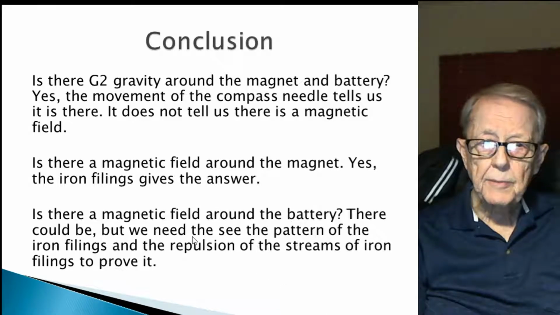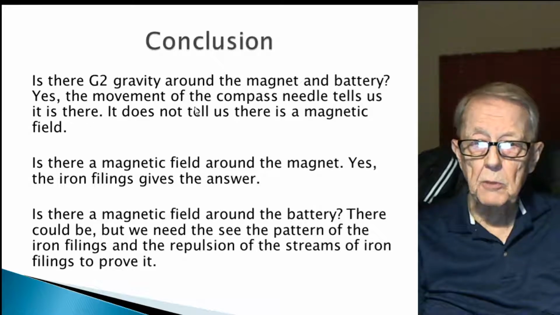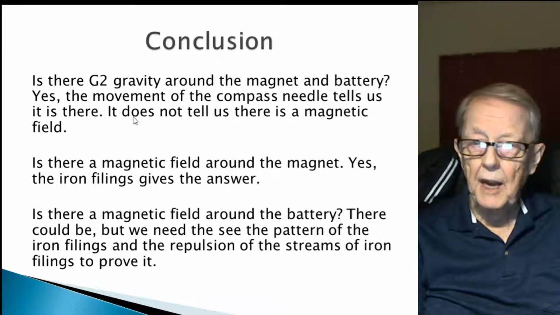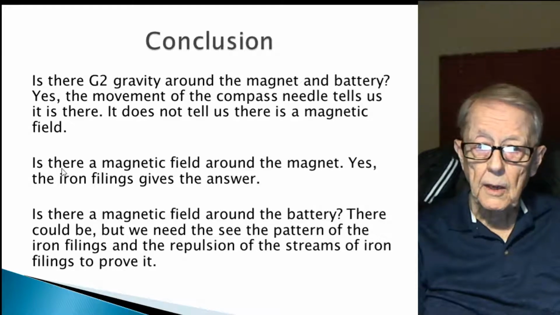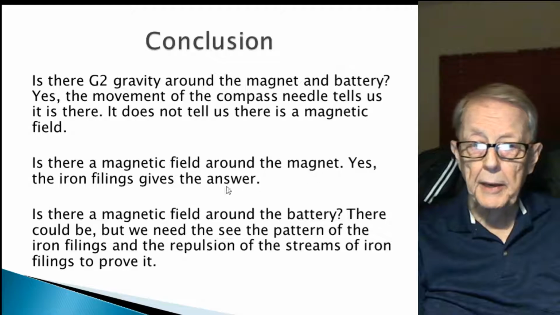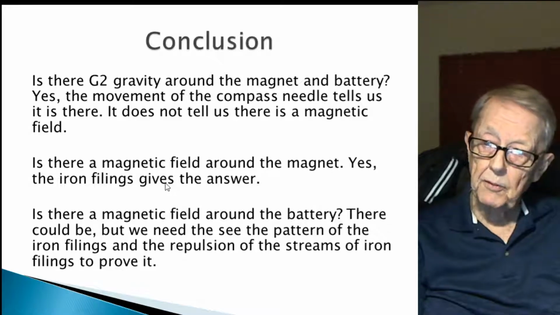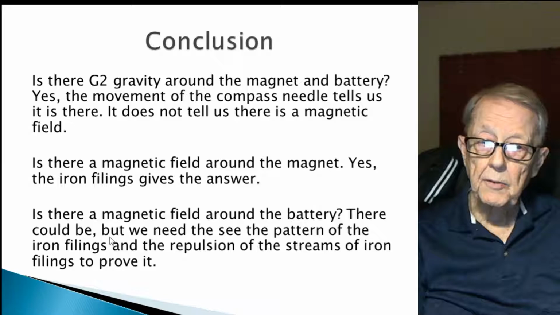The conclusion: is there G2 gravity around the magnet and battery? Yes, the movement of the compass needle tells us that there is. It does not tell us there's a magnetic field. Is there a magnetic field around a magnet? Yes, the iron filings give us the answer. To me, that's where the answer comes. I can't prove the field just by a compass needle. I can with the iron filings.